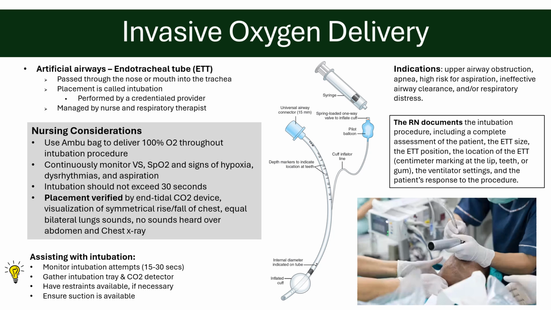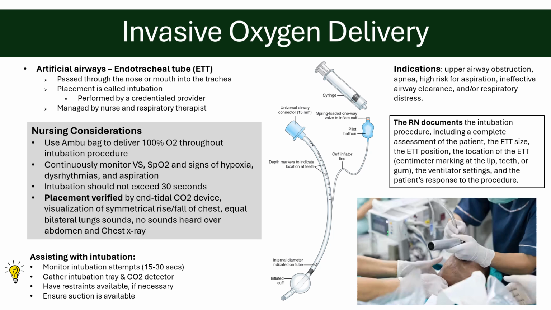So, nursing considerations. We are going to use the ambu bag to deliver 100% O2 during the intubation procedure. This is when they're setting up their equipment and the patient is not breathing well, which is the whole reason you have to put an ET tube in. You're going to give them as much oxygen as you can in the meantime. You're also going to continually monitor their vital signs, their oxygen saturation, and any signs of hypoxia like dysrhythmias. And you don't want them to aspirate, because the whole purpose they need this is to protect their airway. During this process, we want to make sure they don't get any worse.